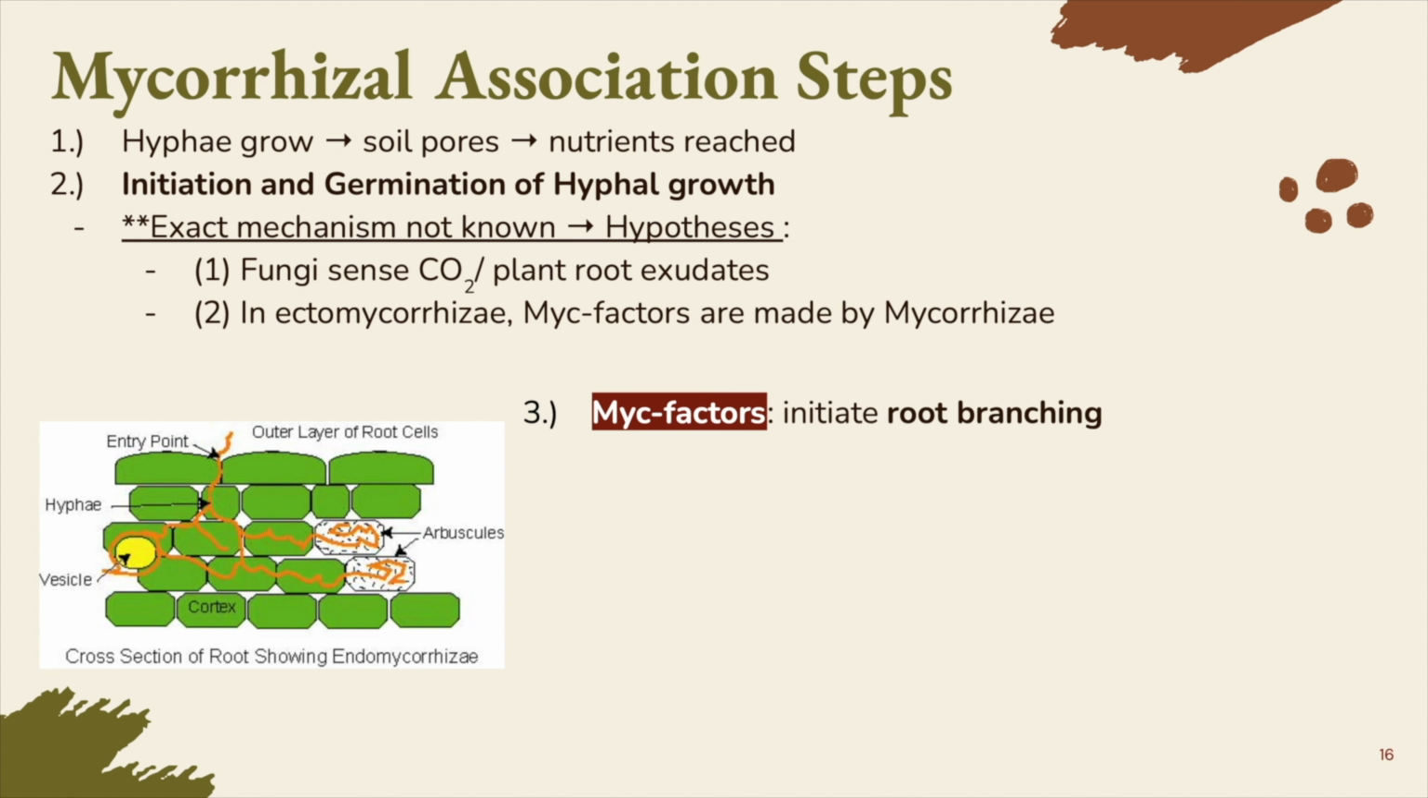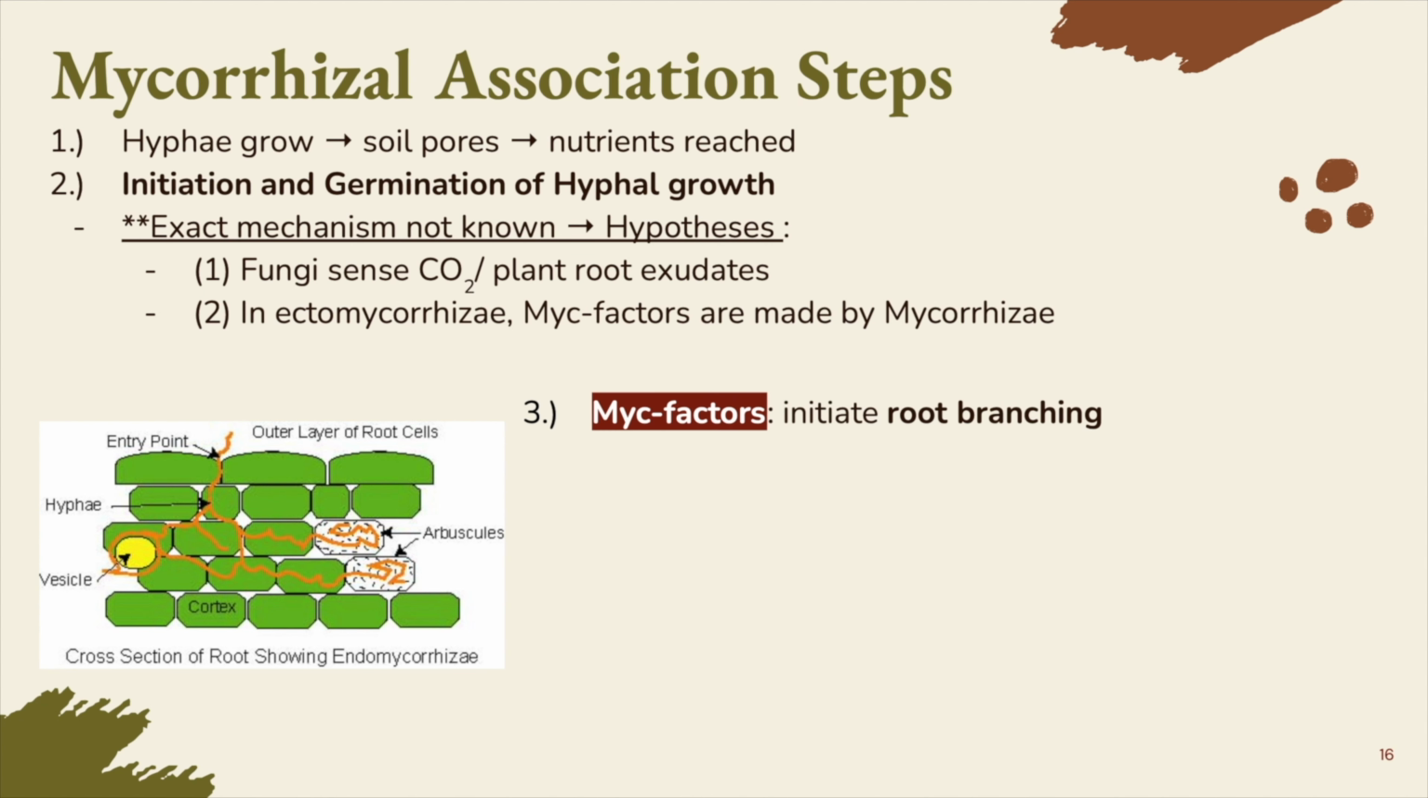The exact mechanism isn't known, but mycorrhizae can sense CO2 or plant root exudates, which is similar to how rhizobia sense flavonoids from the plant. In ectomycorrhizae specifically, Mic factors are made by mycorrhizae. These are similar to how Nod factors function in rhizobia. Mic factors help the hyphae initiate root branching.